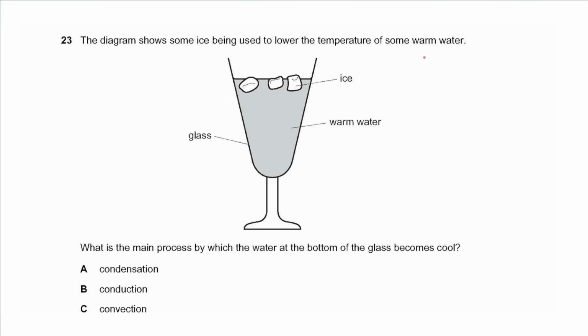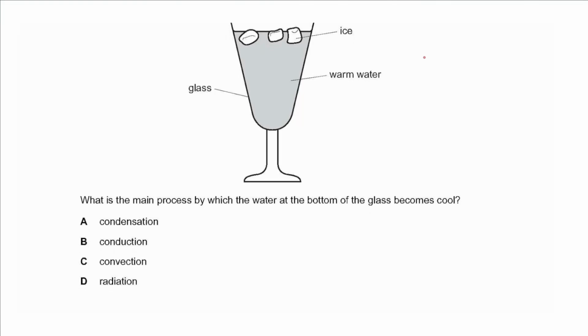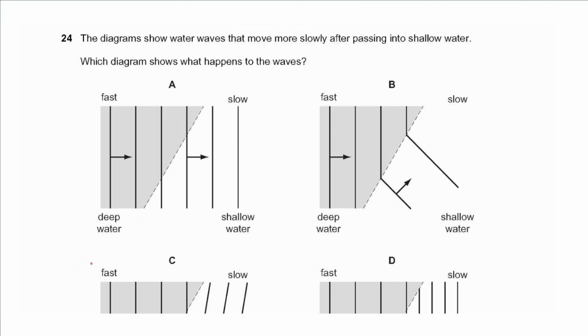Question 23 says a diagram shows some ice being used to lower the temperature of some warm water. What is the main process by which water at the bottom of the glass becomes cool? That would be convection. Cold liquid falls and hot liquid rises, or warm liquid rises. That would be C.